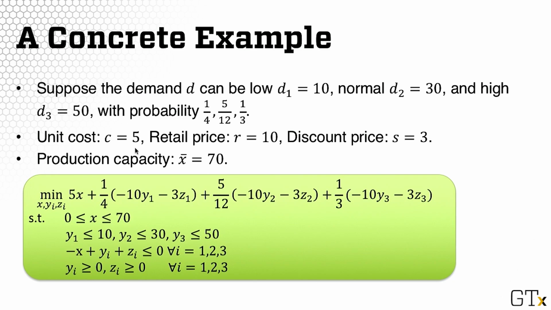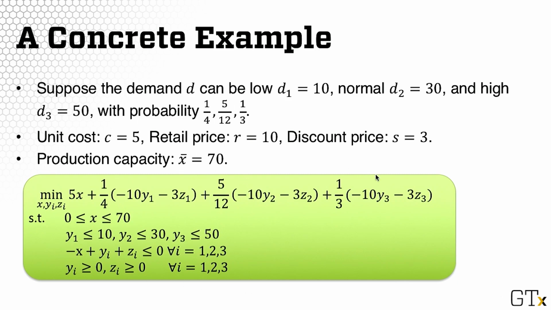And we also have some concrete numbers for the unit cost. The production cost is 5. The retail price at the regular price level is $10, for example, or 10 units of price, or the discounted price is 3 units of price. Notice that the discounted price is actually lower than the unit cost. So if there is overproduction, the leftover product has to be sold at a loss, but it is still better than not selling it. The production capacity, or how much can be produced, has an upper bound of 70.